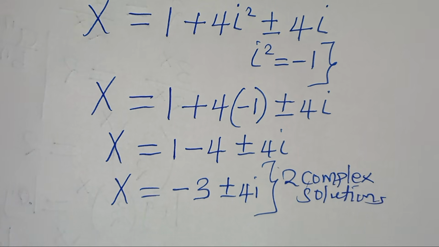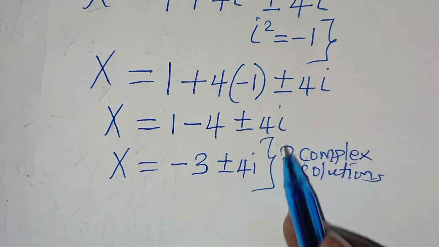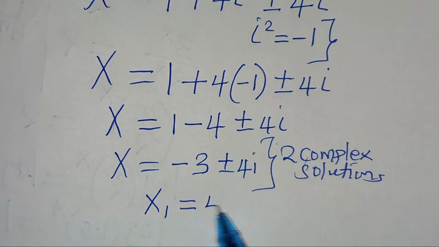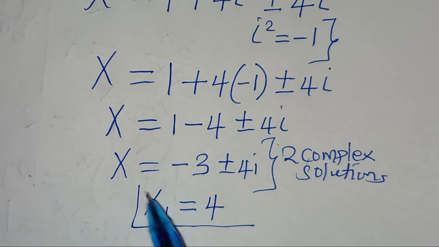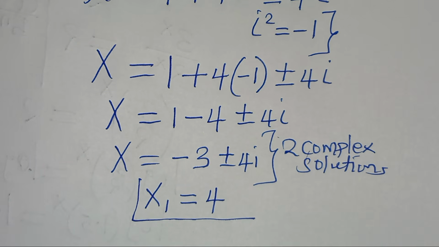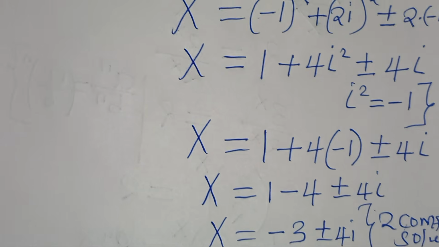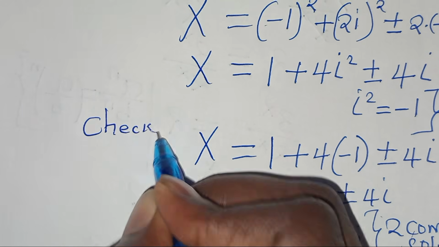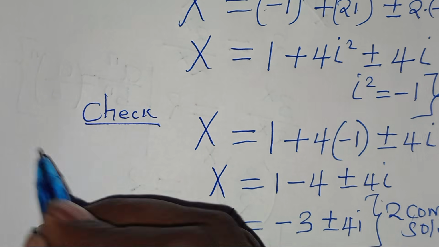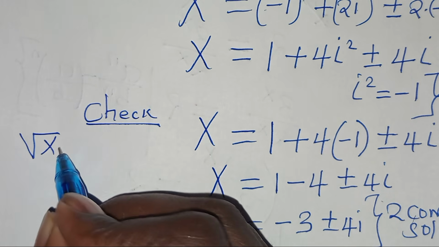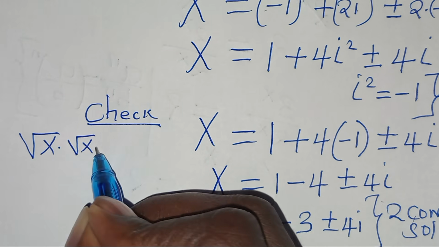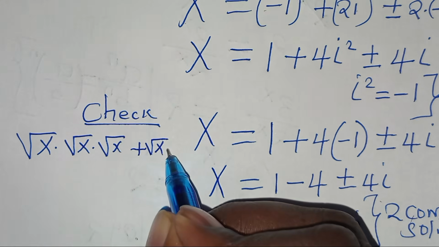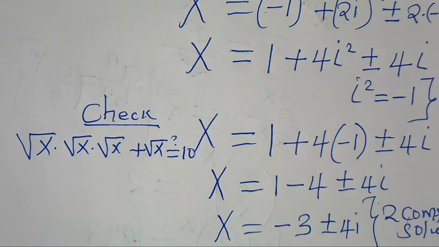So we have got 3 solutions here. We have 2 complex solutions and only one real solution, which is x1, and this is equal to 4. Now, the next step is to check if this real solution here satisfies the equation. Now, we have the square root of x multiplying by square root of x, multiplying by square root of x, plus square root of x. This should give us a value of 10.